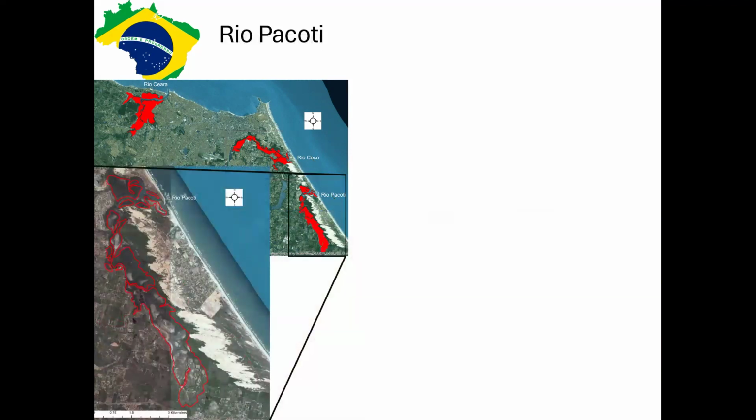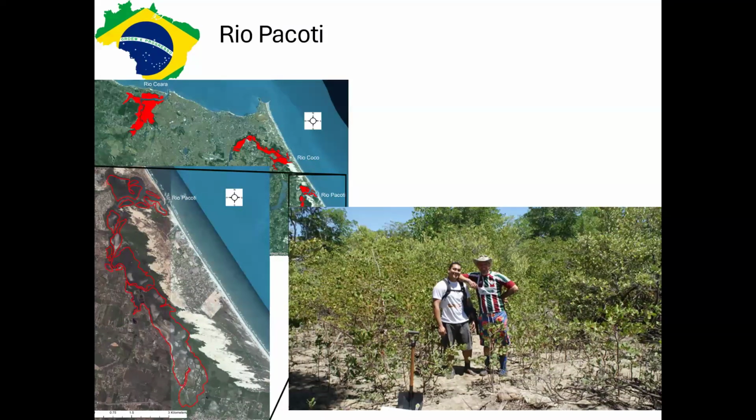Then moving on to Rio Pacoti, which is this site here. It's a very similar type of mangrove to the other two. But the principal source of sediments is from the offshore zone and aeolian deposits. A lot from aeolian deposits.